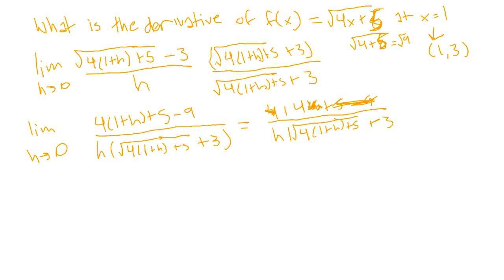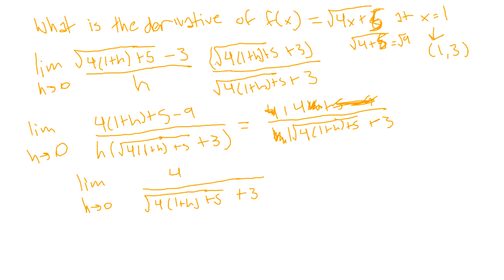So now we're left with our limit as h approaches 0 of 4 over the square root of 4 times 1 plus h plus 5, plus a 3. Even though we still haven't gotten rid of all the h's, we can move forward, because the thing we wanted to cancel was the h on the bottom, which would get us 0 in the denominator. But that's not what we're looking for unless we're looking for infinite limits, and that's not what we're trying to do right now.